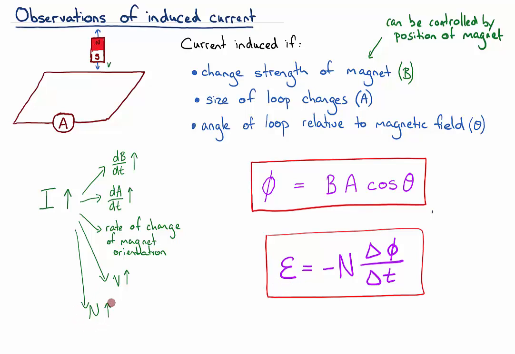And if you have an increased number of loops of wire, what you actually see is this result compounded. So the more loops of wire, the effect is multiplied by how many loops there are. So there you go, Faraday's law in a nutshell.